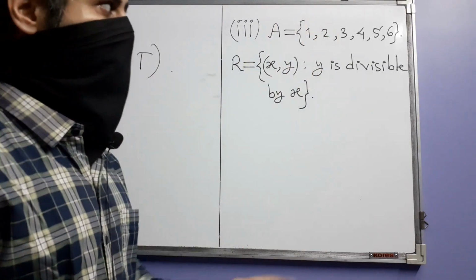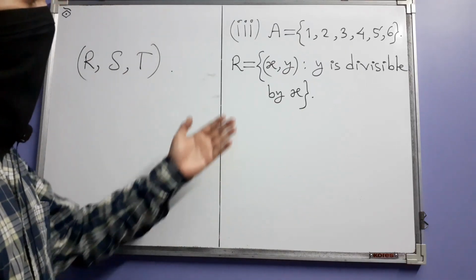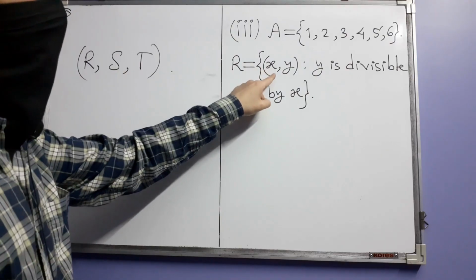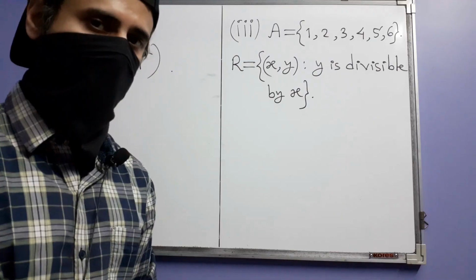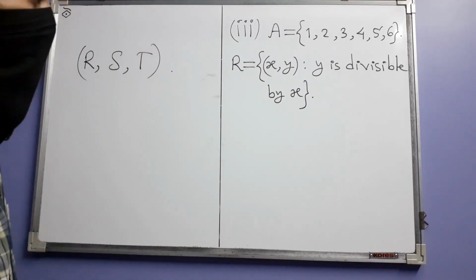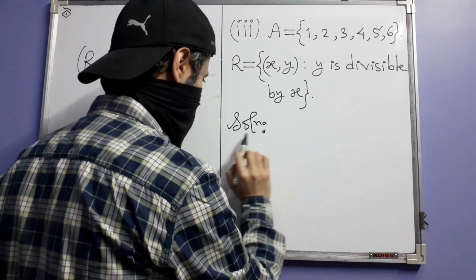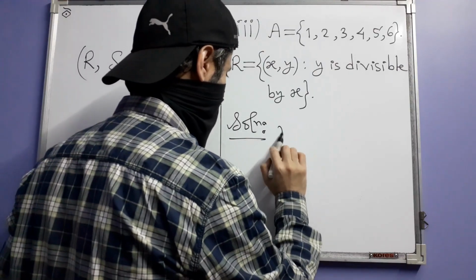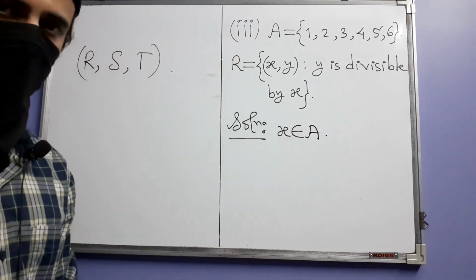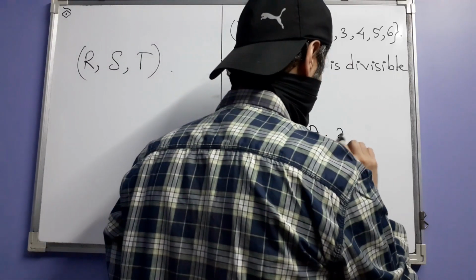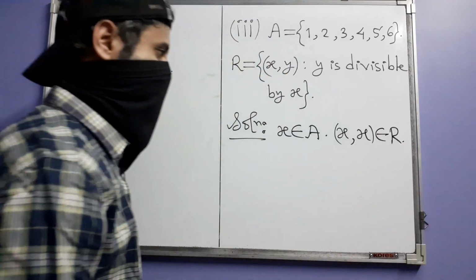Here the set is this, all the first 6 positive integers, and the relation is this, x is related to y if y is divisible by x. Now obviously this relation is reflexive because no matter what x we choose in A, x is divisible by x. So that is why x, x belongs to R.